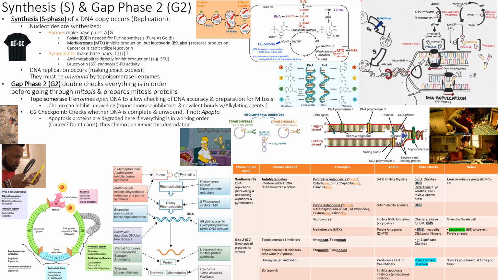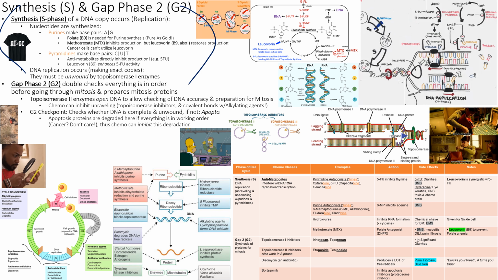All right, so synthesis phase and G2 phase. The synthesis phase is where you're making DNA copies, and the G2 phase is where you are making all the things necessary for mitosis, all the proteins necessary for mitosis. So over here, we have synthesis phase. That's where you're making a copy. And to make a copy, you need to have all the little, what are they called? Purines and pyrimidines.